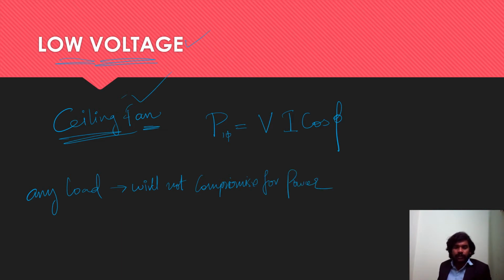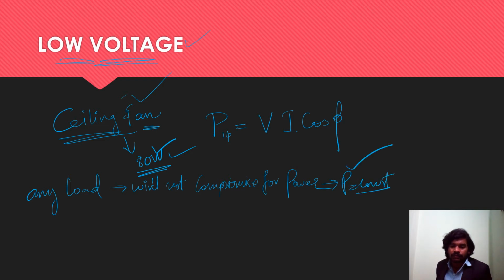For example, a ceiling fan is usually rated at 80 watts. If it is rated for 80 watts, whatever may happen, it always tries to draw 80 watts. That means power is constant. Basically in loads, power is constant. If you connect a load to the system, it always tries to draw its rated power.